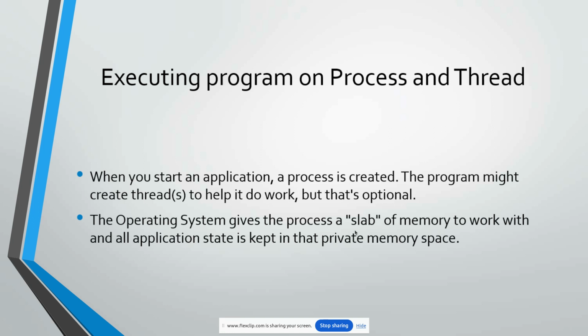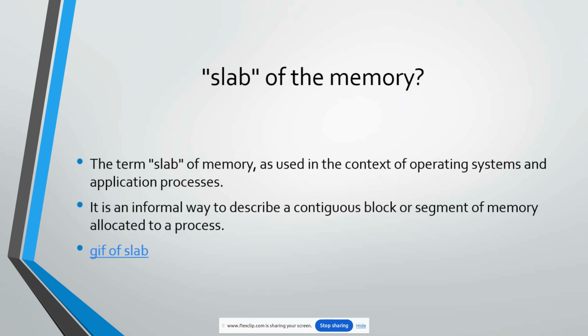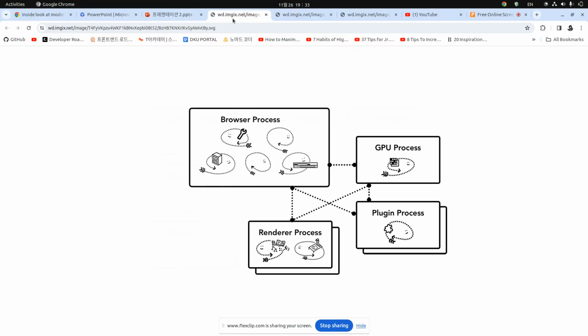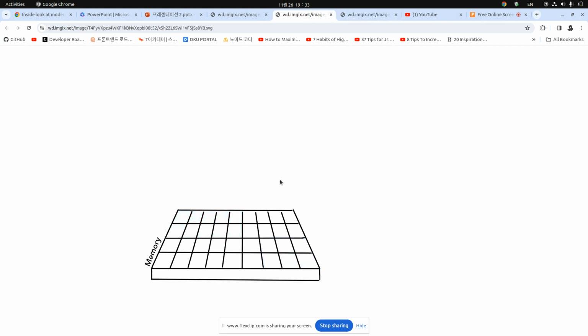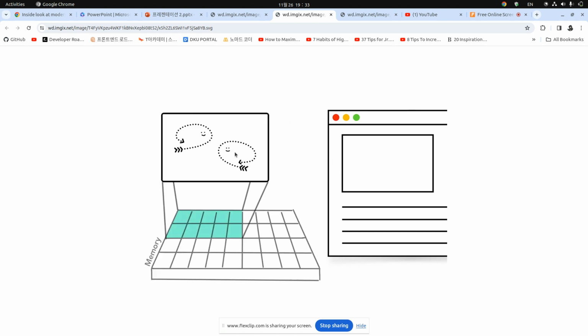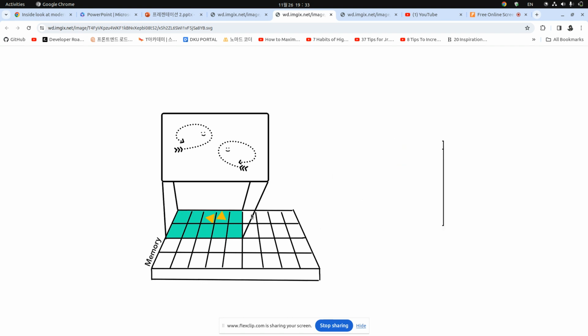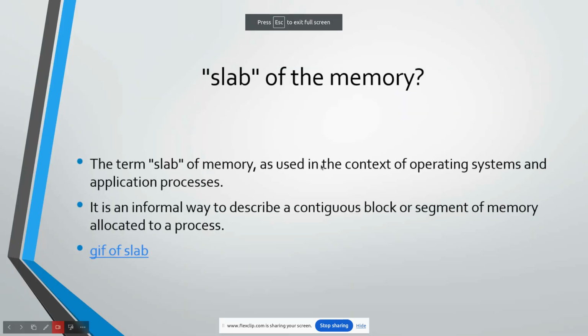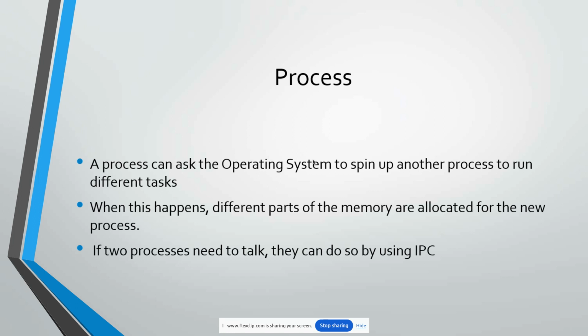The operating system gives a process a slab of memory and keeps a private memory space separate from other applications. So what is a slab of memory? A slab is a contiguous block or segment of memory allocated to the process. For example, if a process needs to do something, it has to demand some memory, and that is the slab of memory. So this is a process, and this is a slab of memory. A process can ask the operating system to spin up another process to run different tasks.